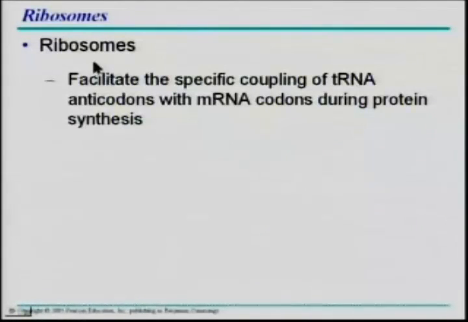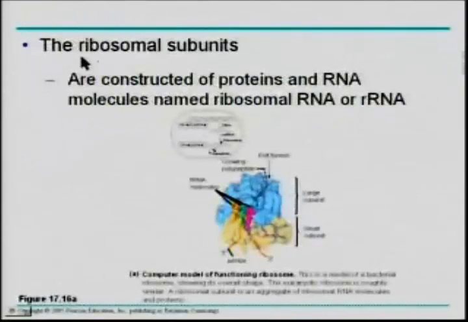Now let's take a closer look at ribosomes. They facilitate the specific coupling of tRNA anticodons with mRNA codons during protein synthesis. So the ribosomal subunits are constructed of proteins and RNA molecules named ribosomal RNA, or lowercase r RNA. And what we're seeing in this illustration is a computer model of the functioning ribosome, the larger subunit and smaller subunit.